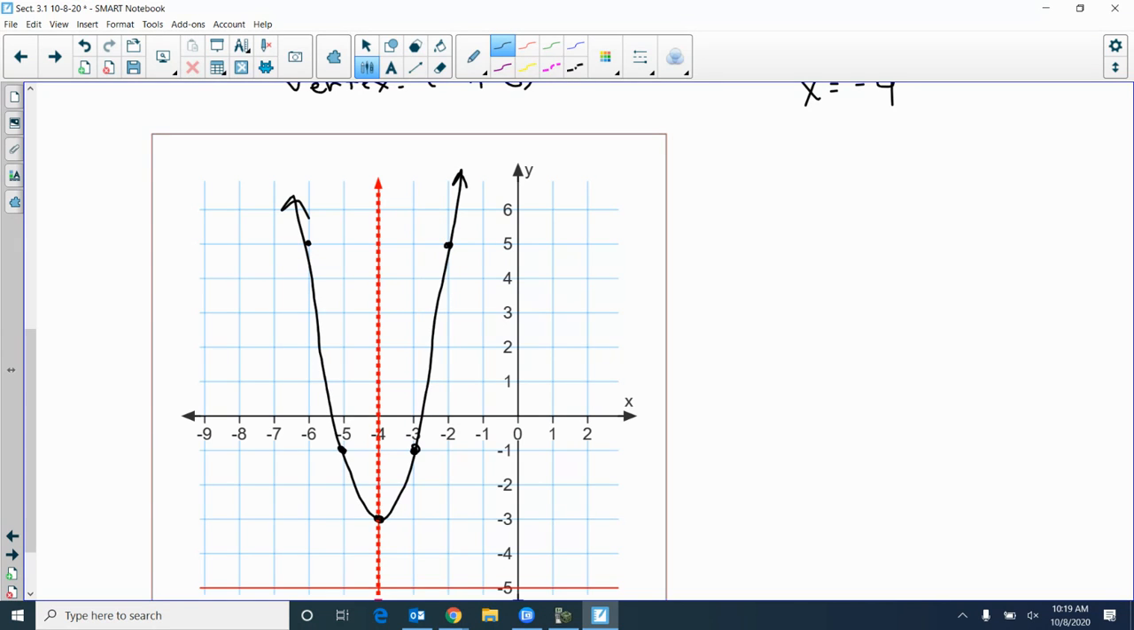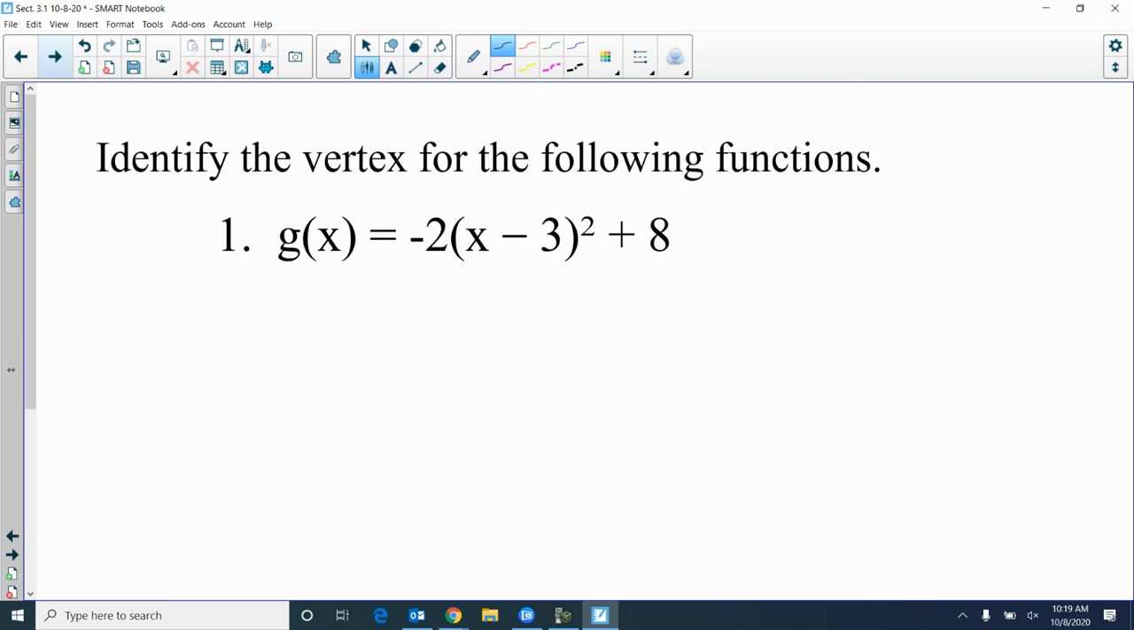Okay. So key things here. Axis of symmetry: cuts it in half. Vertex: that's your highest point or your lowest point. It's the turning point where it goes from increasing to decreasing or decreasing to increasing. Very important for how to determine those. All I'm asking for is find the vertex. Well, you should be able to look at that and tell me what the vertex is.